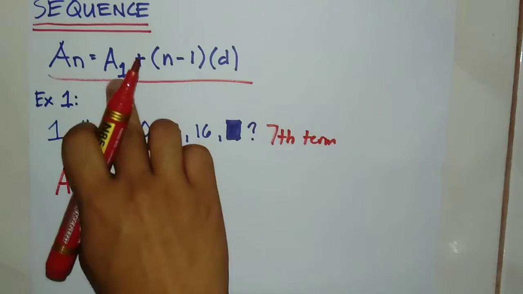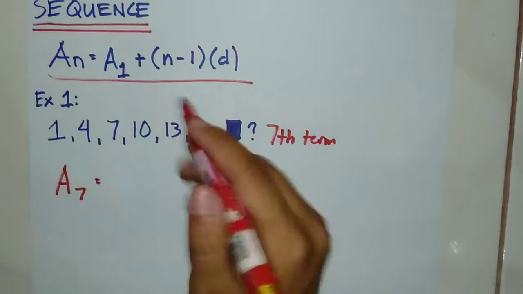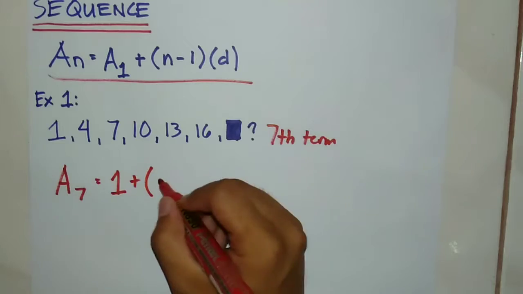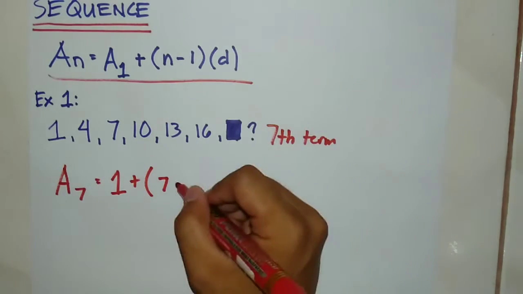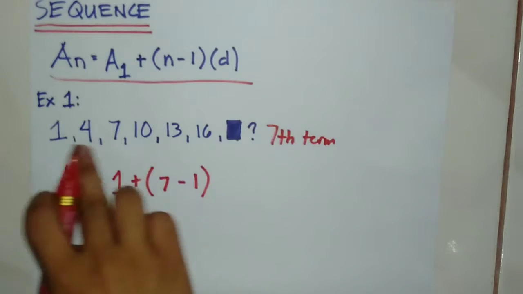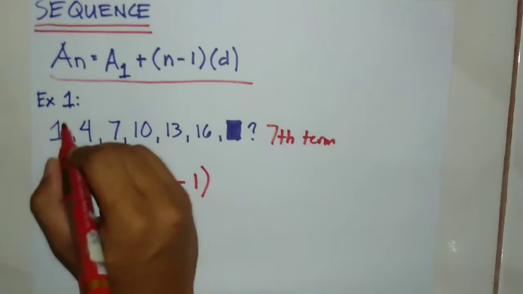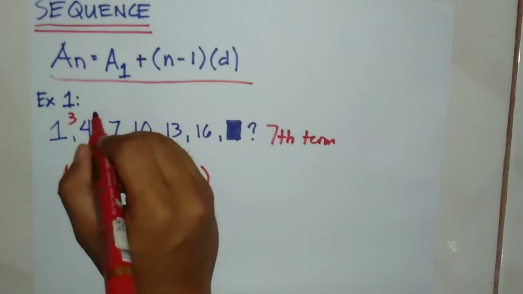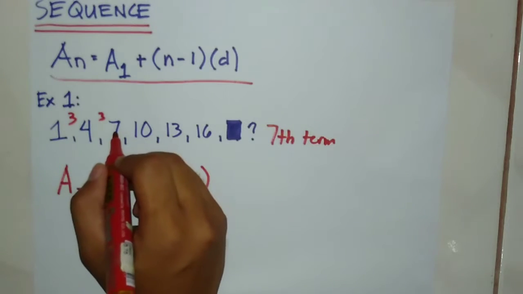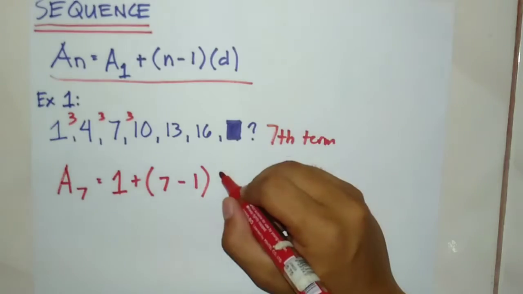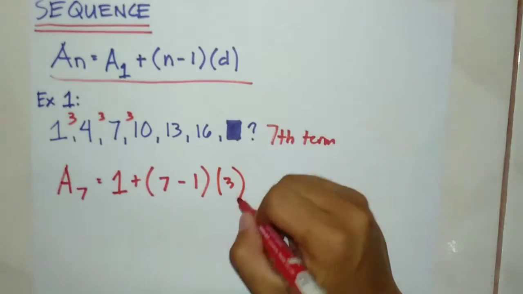So a sub 1 is number 1 plus the 7 minus 1. The common difference for this sequence is 3. So you can see here, 1 plus 3 is 4. 4 plus 3 is 7. And 7 plus 3 is 10. So our common difference for this sequence is 3.